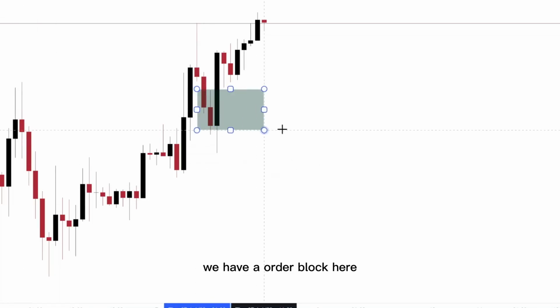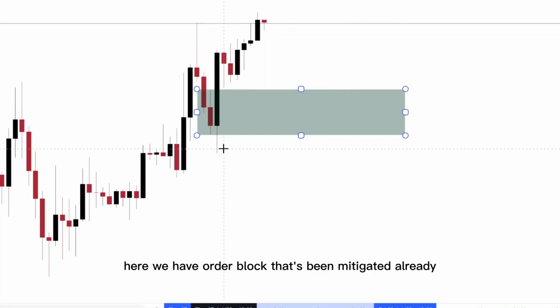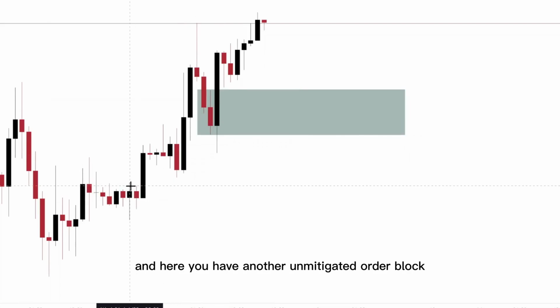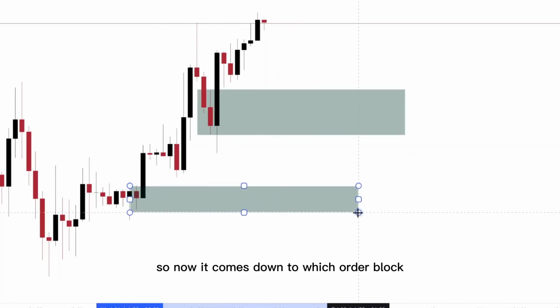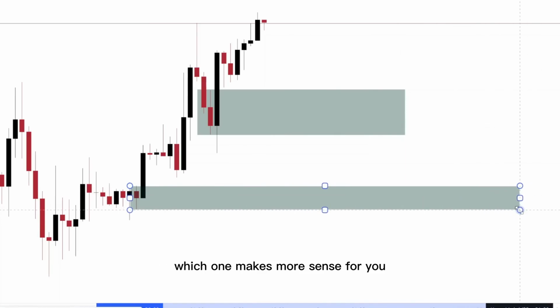So now we start looking. We have an order block here that's unmitigated. Here we have an order block that's been mitigated already. And here you have another unmitigated order block. So now it comes down to which order block are you going to choose? Which one makes more sense for you?